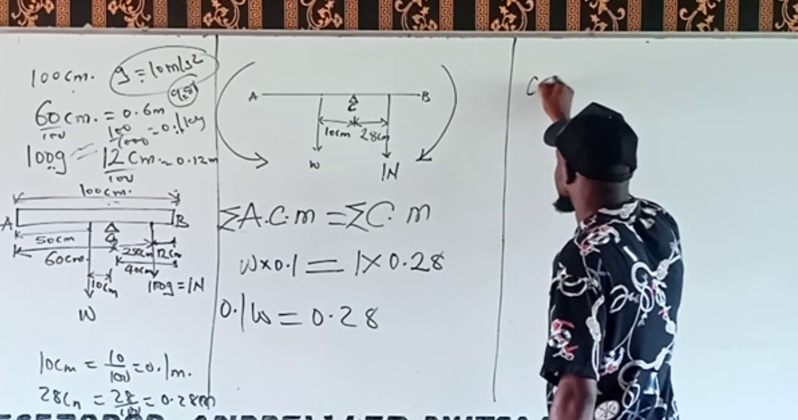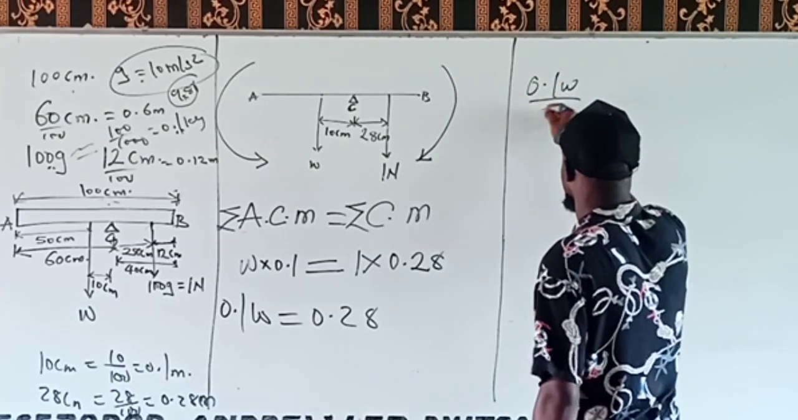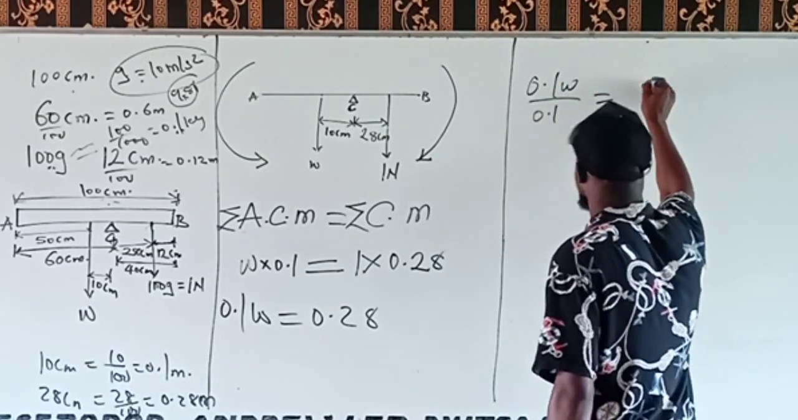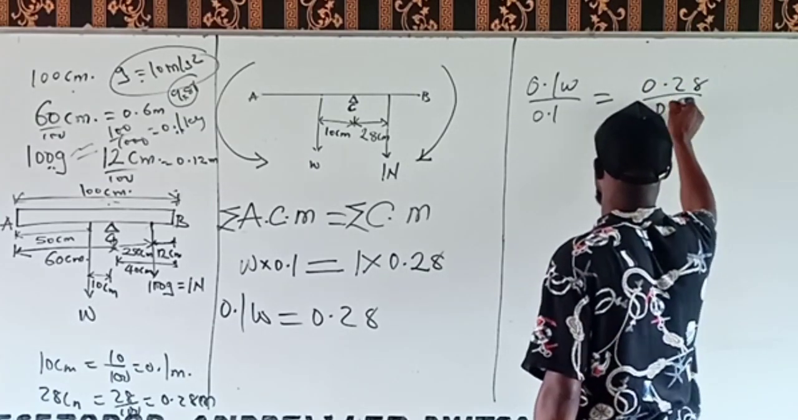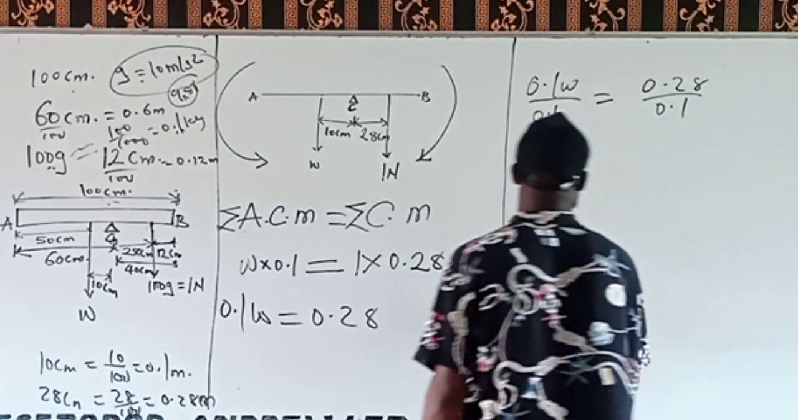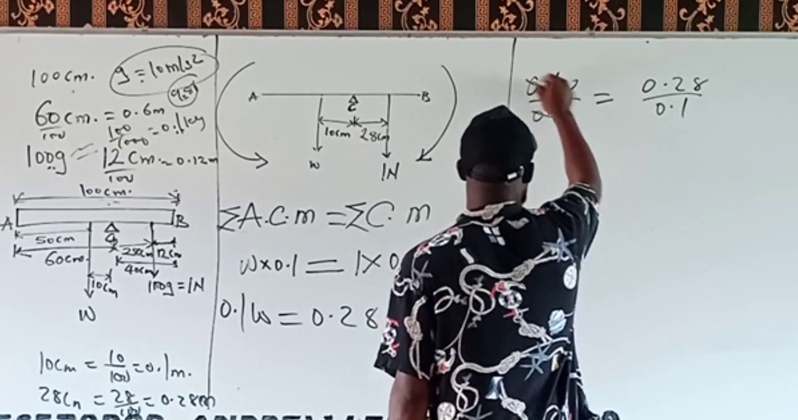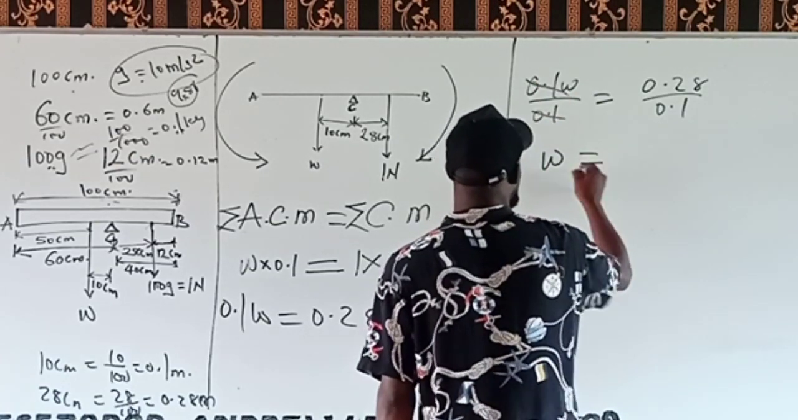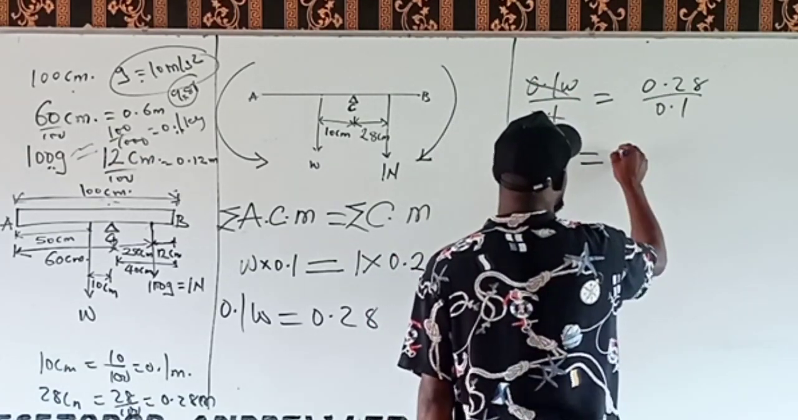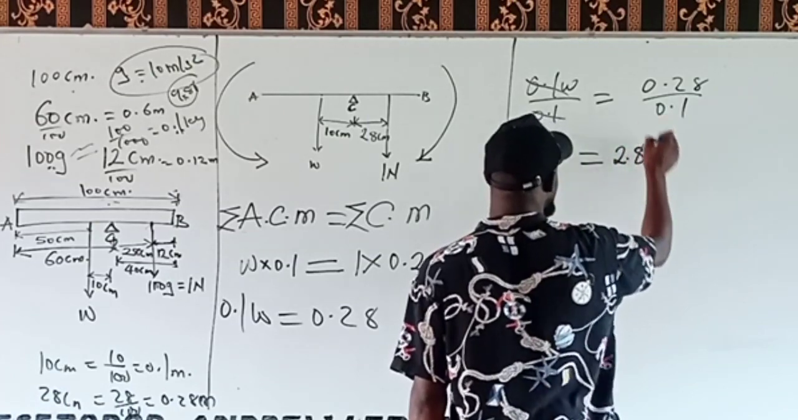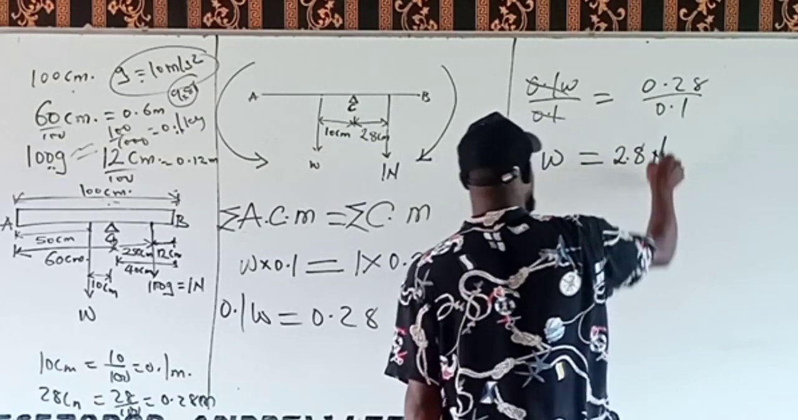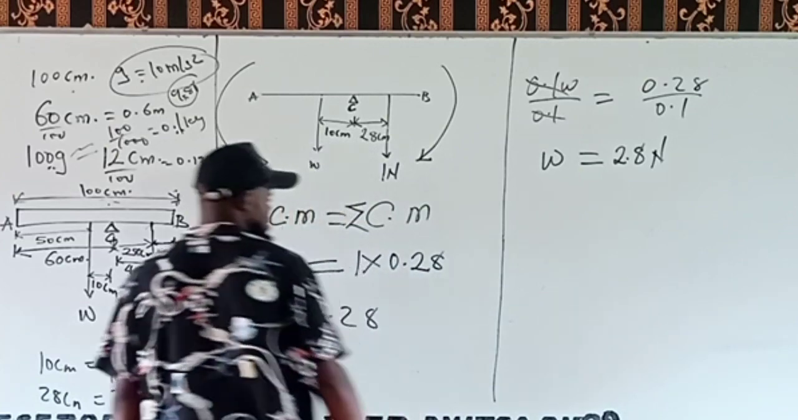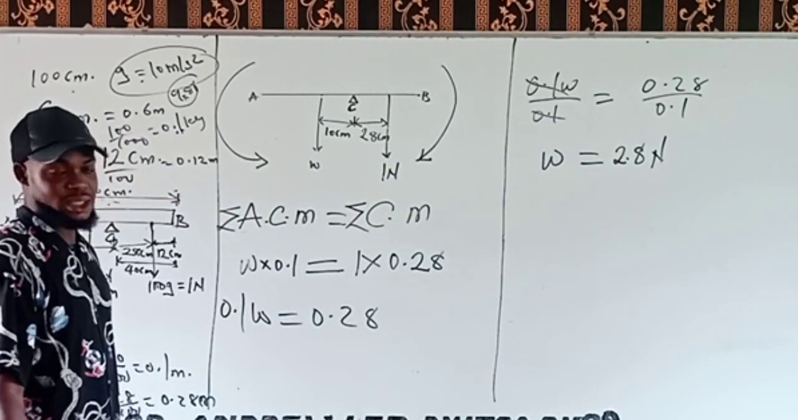Now dividing both sides by 0.1 so that W will be free. 0.28 over 0.1. This will cancel this. W will now be equal to, divide this by this, we will have 2.8 newtons. That's what we have. 2.8 newtons. That is the weight.